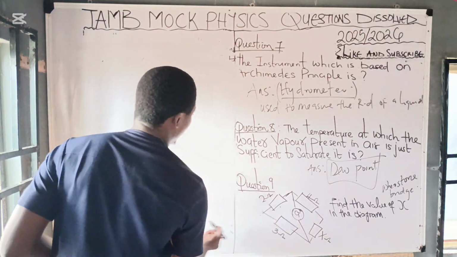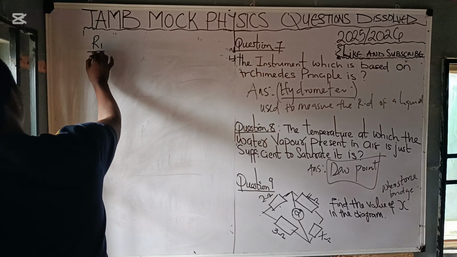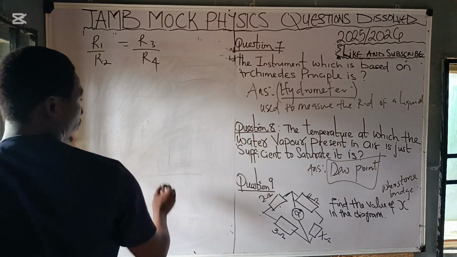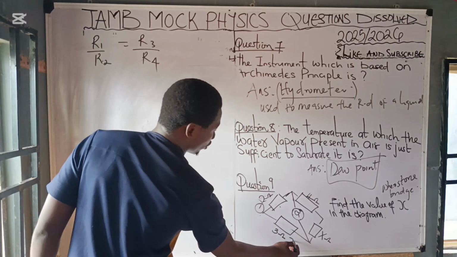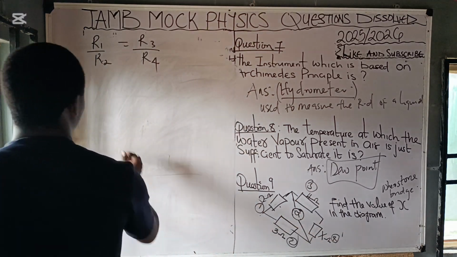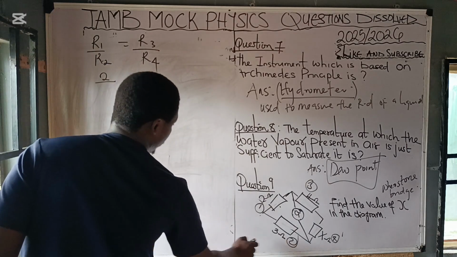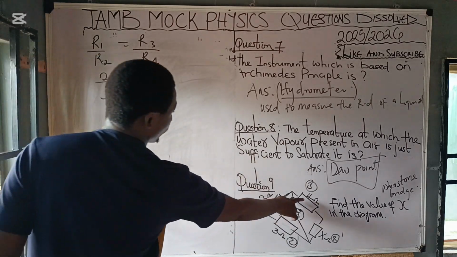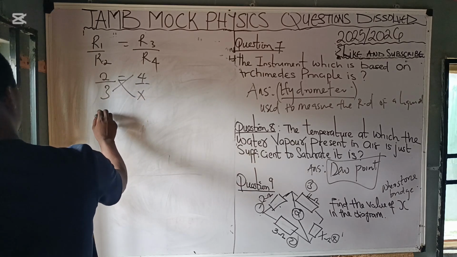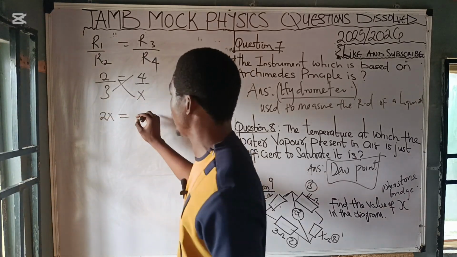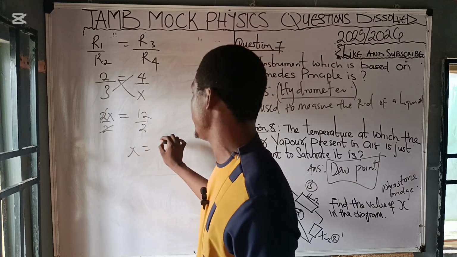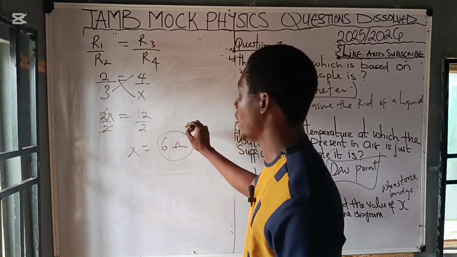The formula for calculating the unknown resistance: R1 over R2 is R3 over R4. This is your R1, this number 2, number 3, and number 4. So you have 2 over 3 equals 4 over x. So we'll simply cross multiply. So that 2x will be equal to what? 3 times 4 is 12. We divide both sides by 2. This cancels this. x is equal to what? 6 ohms. Are we together?